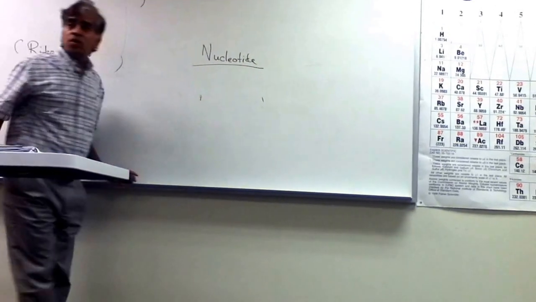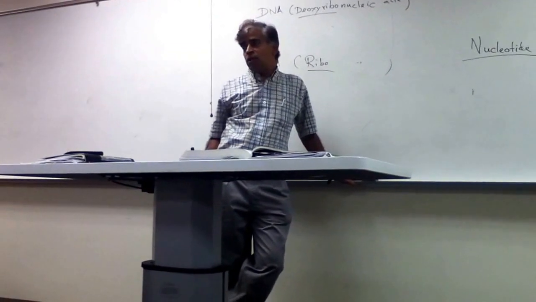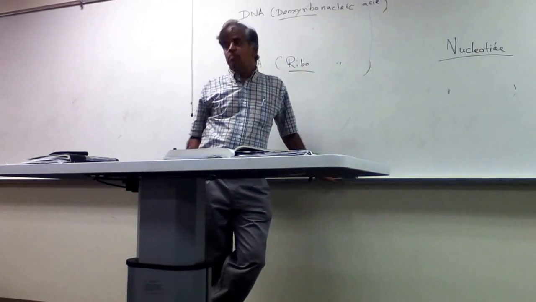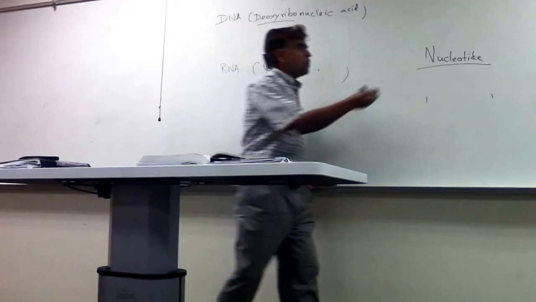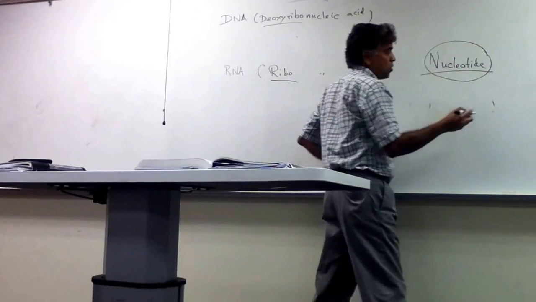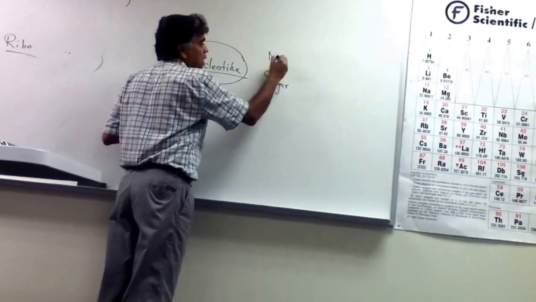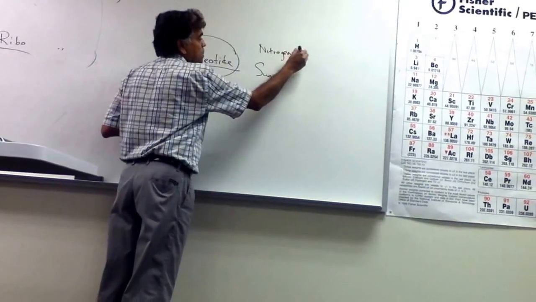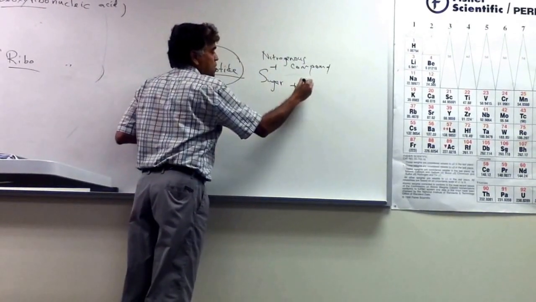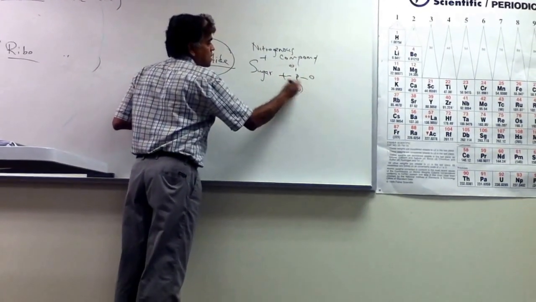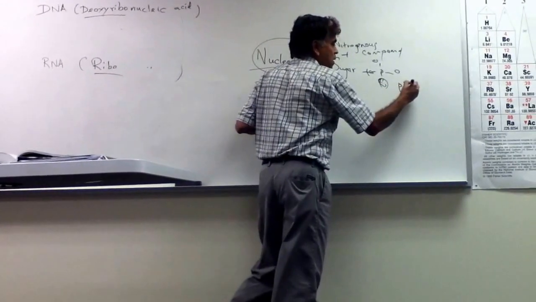Like, what was the basic unit for sugars? Glucose. And for proteins? And for lipids? Fatty acids. The same way for DNA, RNA is the nucleotide. So every nucleotide will have a sugar. There will be a nitrogen containing compound, they call it nitrogenous compound, and a phosphate attached. Okay, the sugar, nitrogenous compound, and the phosphate.